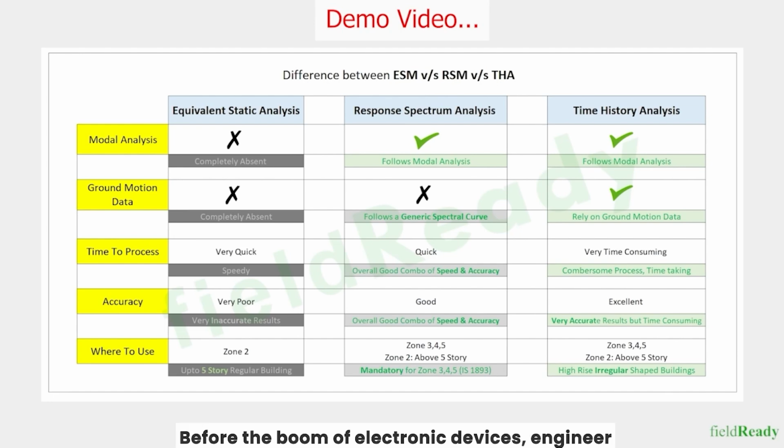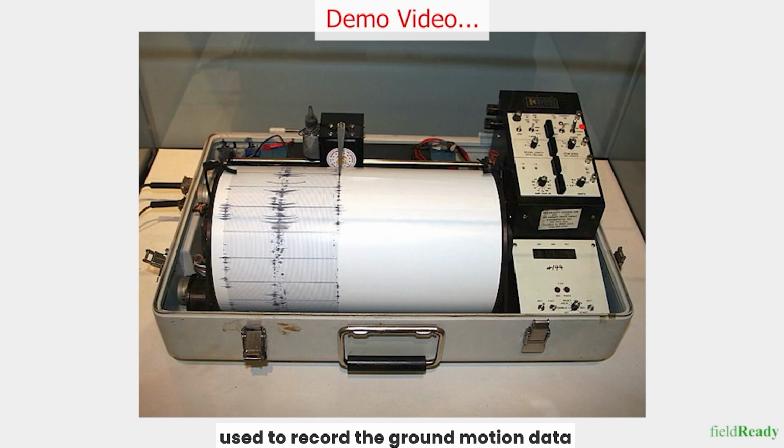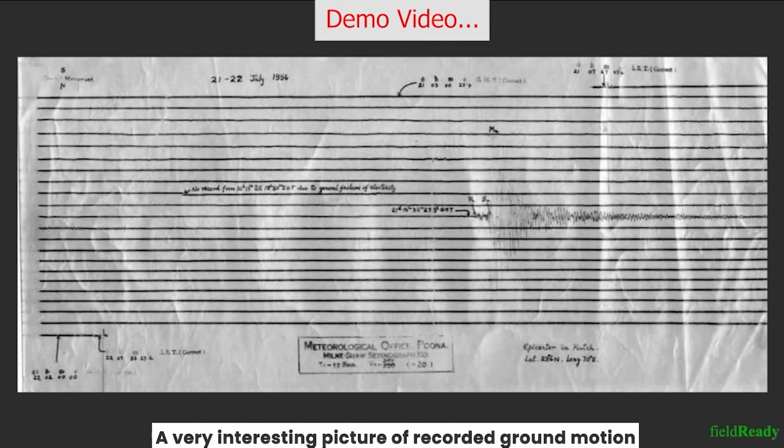Before the boom of electronic devices, engineers used to record the ground motion data through a pendulum seismograph like this. A very interesting picture of recorded ground motion data is provided by Seismology Department of India. The earthquake came on 21st of July 1956, which was recorded by Meteorological Department of Pune.